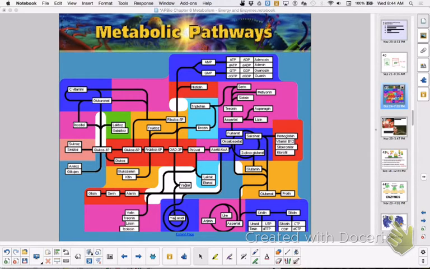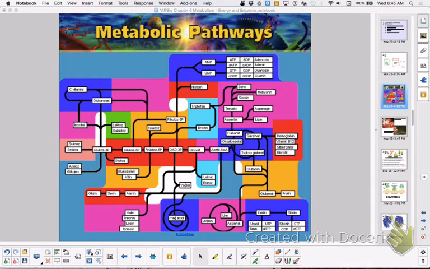Carbohydrates, which are built out of? Sugars. Proteins, which are built out of? Amino acids. Lipids, two categories: fats and steroids. Steroids are built out of four fused rings of carbon. Fats are built out of glycerol and fatty acid chains, which could be saturated or unsaturated.